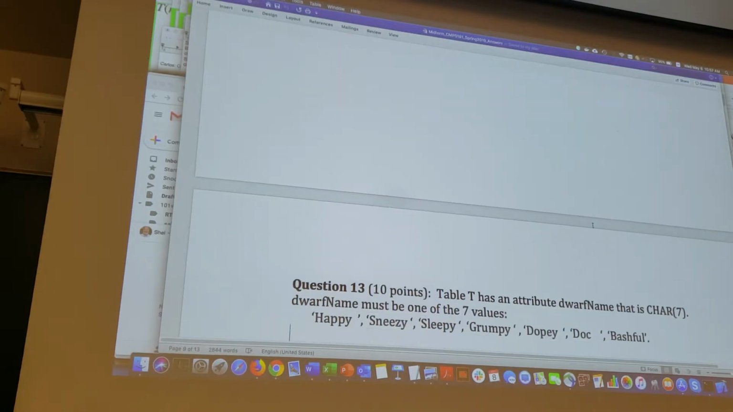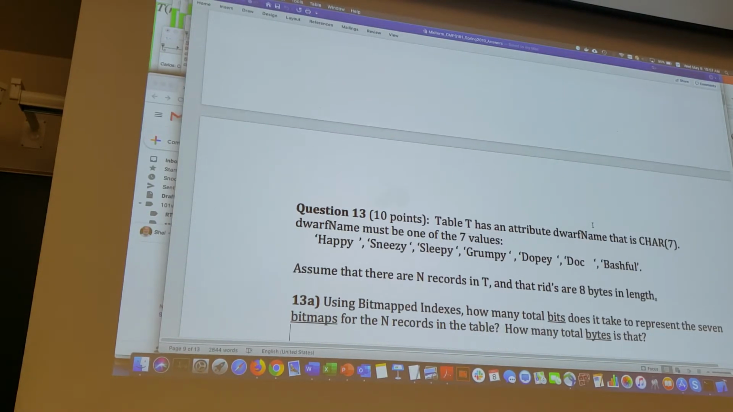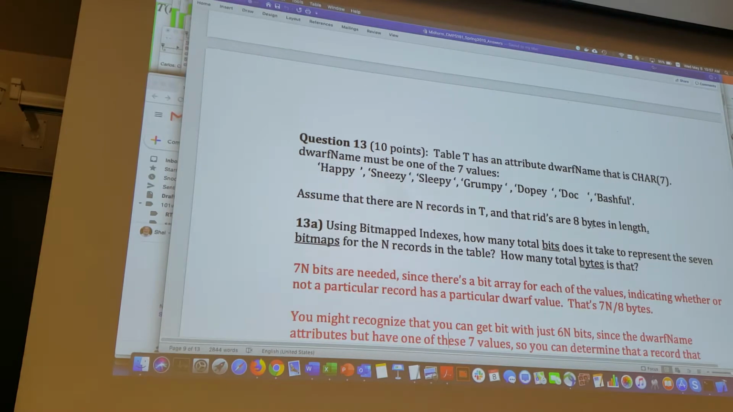And now we get to the Snow White question. We'll talk a little bit about this one. So you have 7 values. It must be one of those 7 values. You're told it must be one of the 7 values, being the 7 dwarfs. There are n records in this table, and the RIDs are 8 bytes in length. And so if you use bitmap indexes, how many bits does it take to represent the 7 bitmaps?